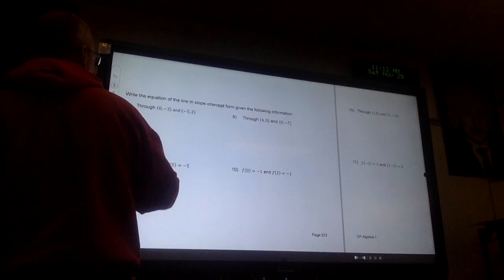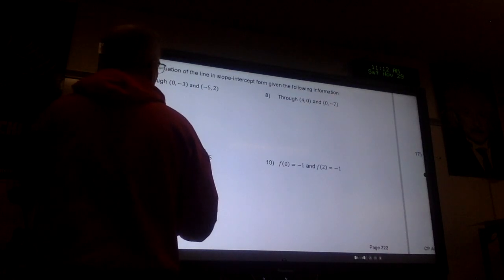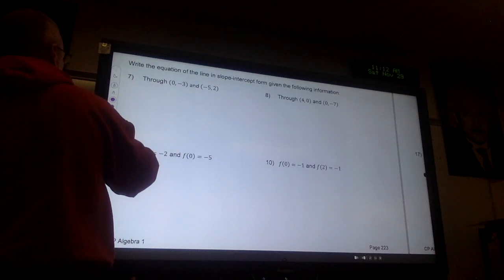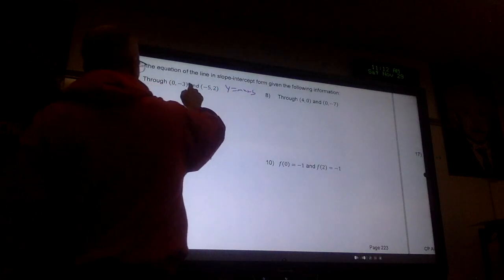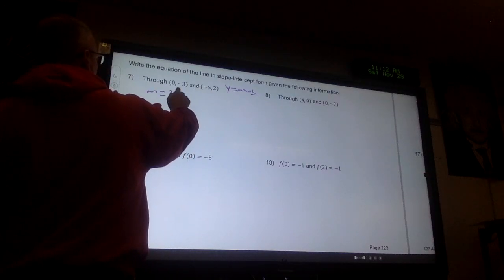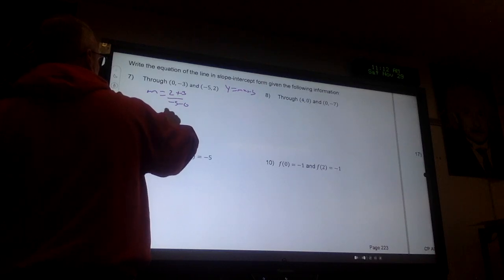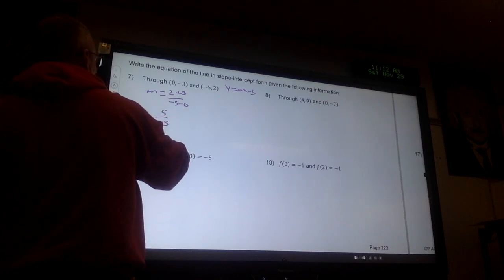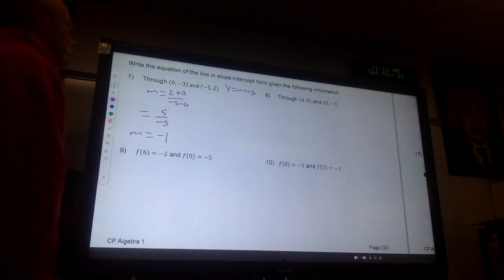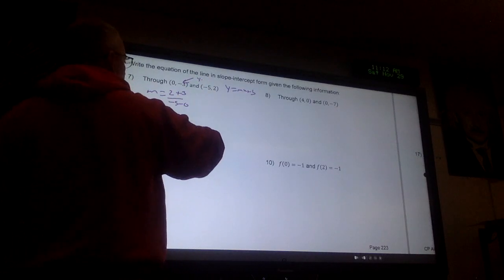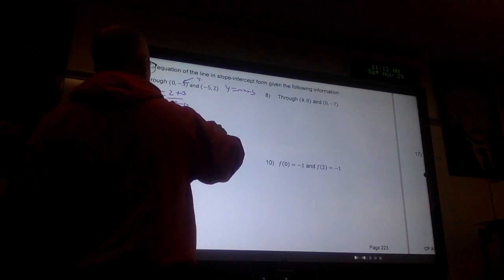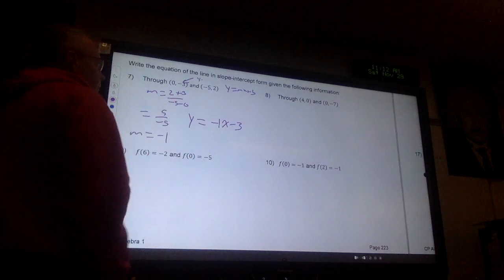Write the equation in slope-intercept form. Okay, so remember slope-intercept form. Slope-intercept form is y equals mx plus b. So let's find the slope first. So our slope is going to be 2 minus minus 3, so 2 plus 3, over negative 5 minus 0, so I'm going to wind up with 5 over negative 5. So I get a slope of negative 1. And this is the y-intercept, which is nice because we have a 0 in the x spot. So I'm going to get y equals negative 1x minus 3, and it's done.